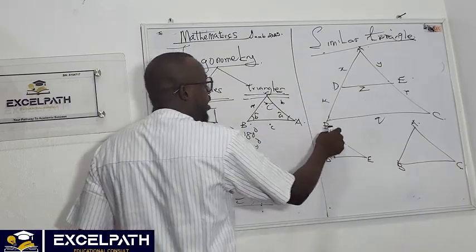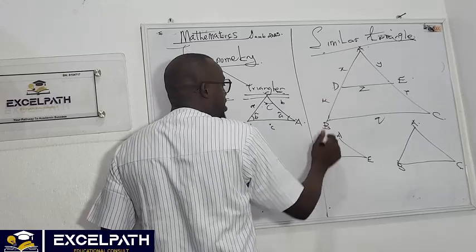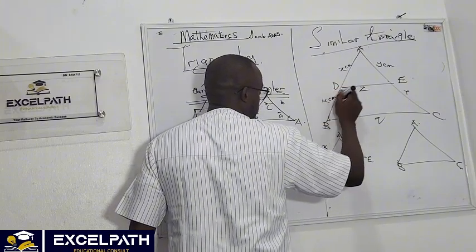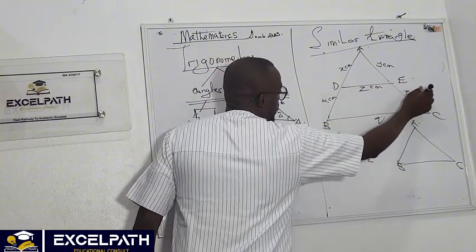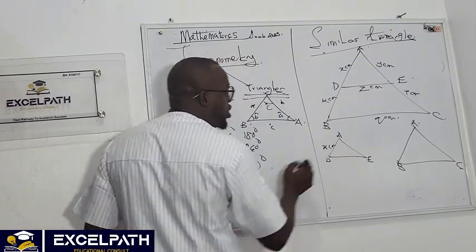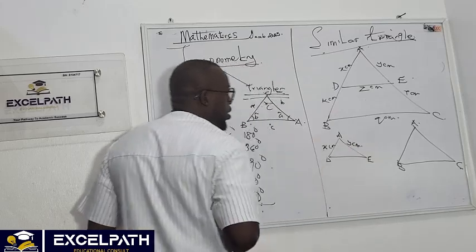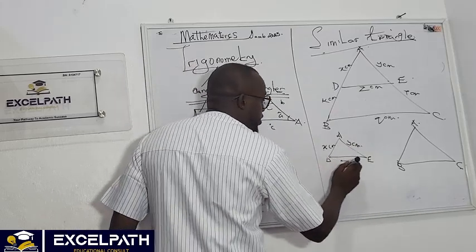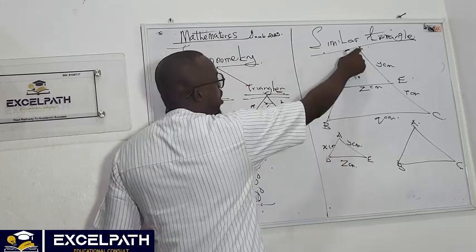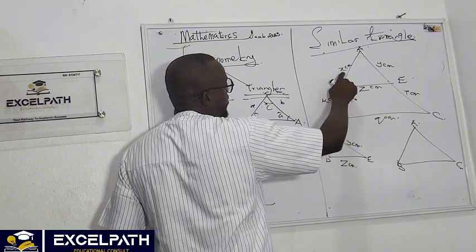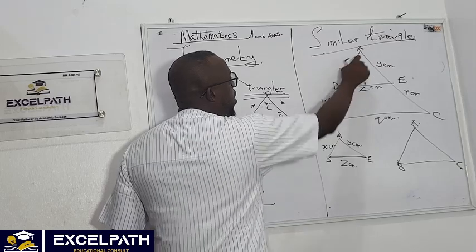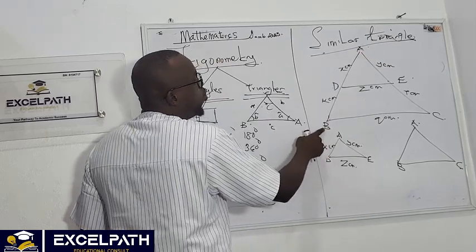What is line AD? Line AD is X. Let's put centimeter to make it easy. X centimeter. Line AE is what? Y centimeter. Line DE is what? Z centimeter. If from A to D is X centimeter and D to B is K centimeter, what will be from A to B?